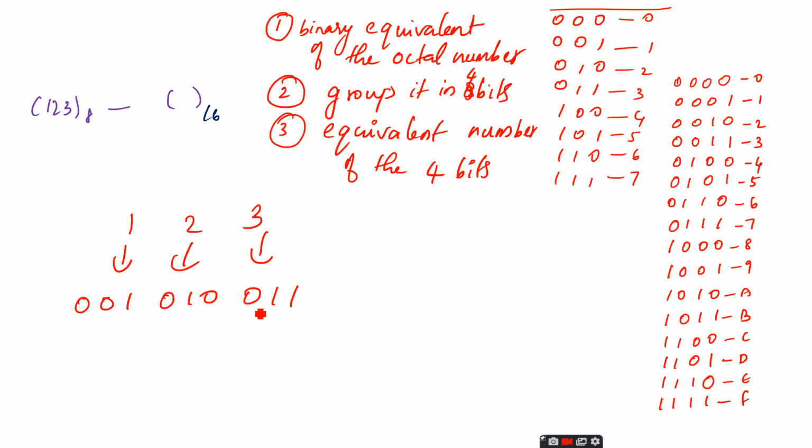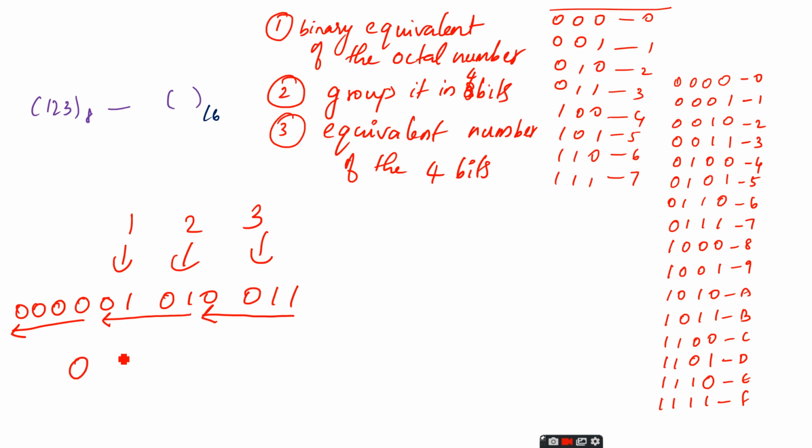After that we have to group it in 4. So this is the first group of 4. We have to group it from the back. Now the second group is this one. Now 1, 0 is here, so we can add 0, 0 to make it a group of 4. Now 0, 0, 0, 0 is 0.